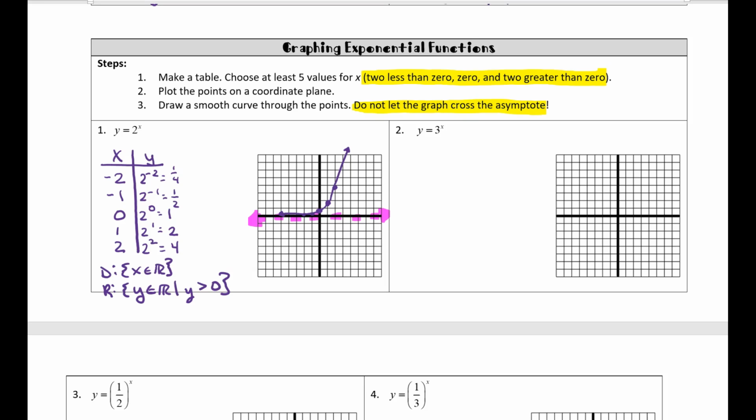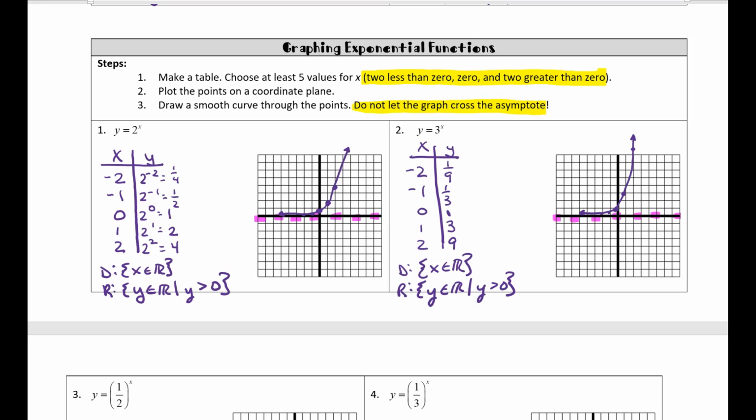So what I want you to do is I want you to try number 2. So go ahead and pause the video, and when you're ready, turn it back on. All right, so on number 2, you should have gotten your values to be 1/9, 1/3, 1, 3, and 9 for your y. And you would have seen this same growth pattern.